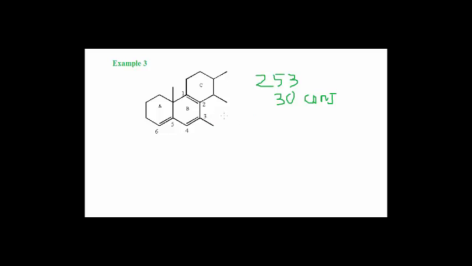Alright, let's next look for exocyclic double bonds. We have one double bond that's an exocyclic double bond, namely the double bond here between 5 and 6. It's external, it's exo to ring B, and that's worth 5 units. So we'll add 5 for that exocyclic double bond.